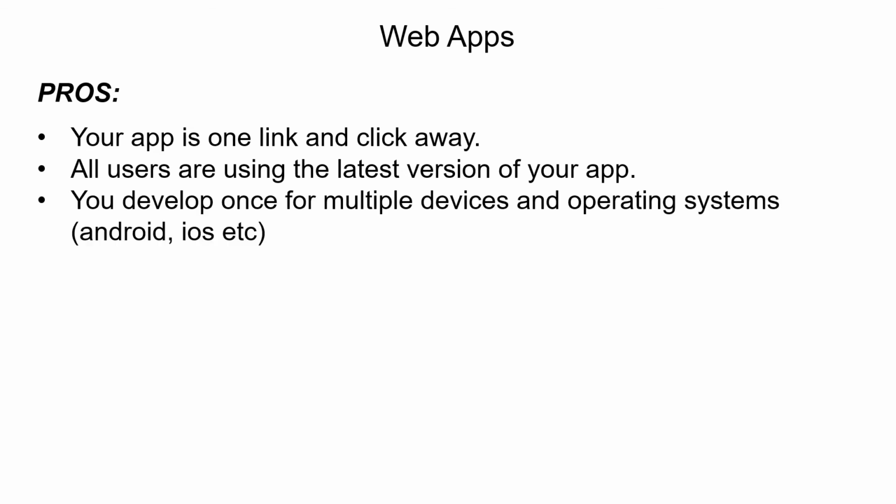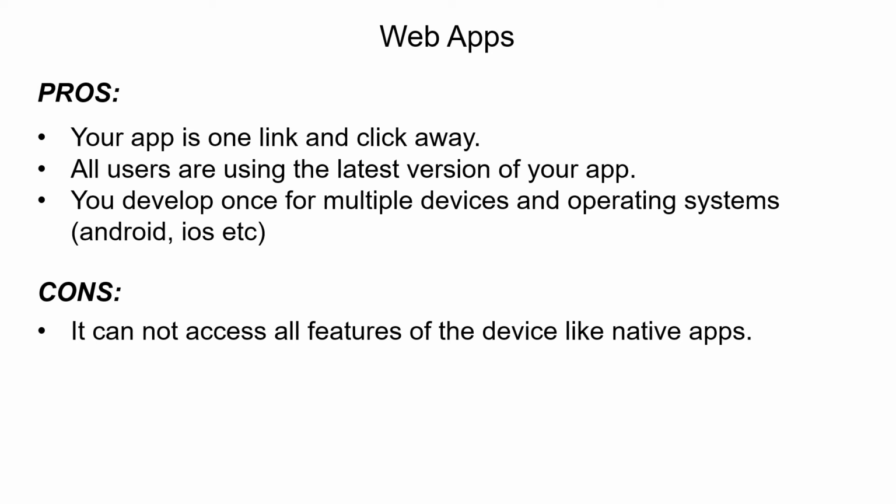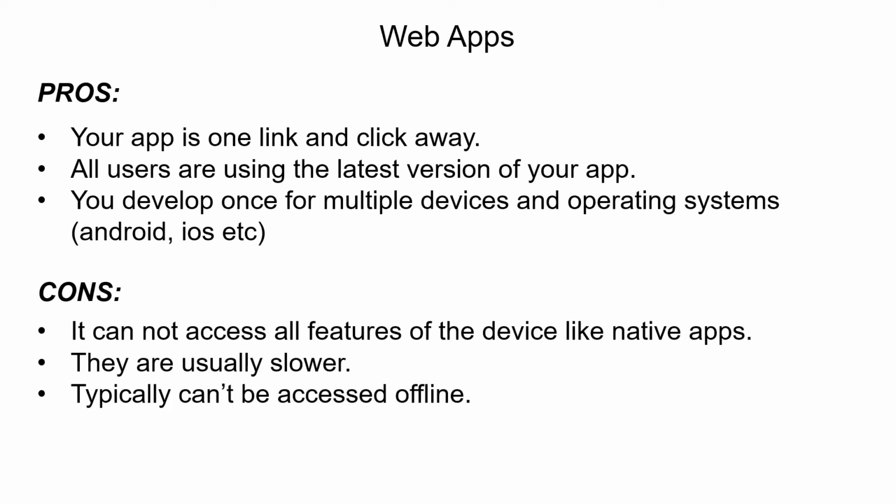You develop once for multiple devices and operating systems such as Android, iOS, etc., as opposed to the native counterparts, wherein you'd have to develop an application for each operating system. Now let's look at the cons. Unlike native apps, web apps cannot access all features of the device. They are usually slower. They typically cannot be accessed offline. In other words, every time you want to use the web app, you would need to be connected to the internet.